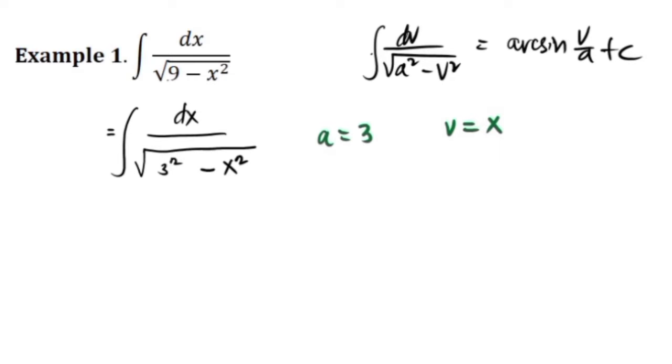Now, taking the derivative of this, we have dv is equal to dx. So, if your v here is x and your dv is dx, yung derivative nitong v ay nasa numerator na, so therefore, we can now apply this formula. So, applying the formula, the integral of this is just arcsine of v, so your v is equal to x, so that's x, and over a, and your a is equal to 3, so that's over 3 plus c. So, the final answer is arcsine x over 3 plus c.